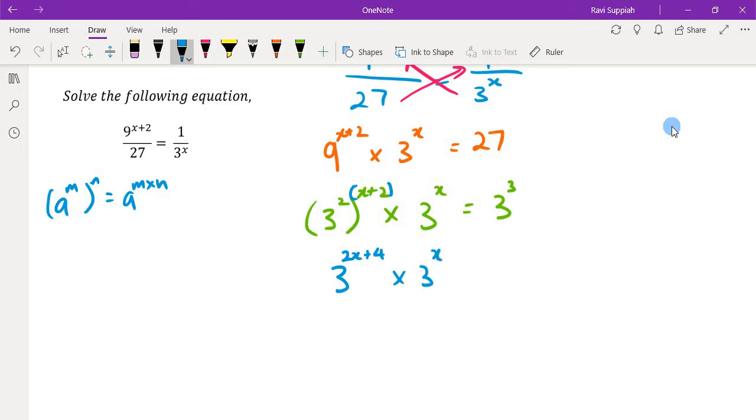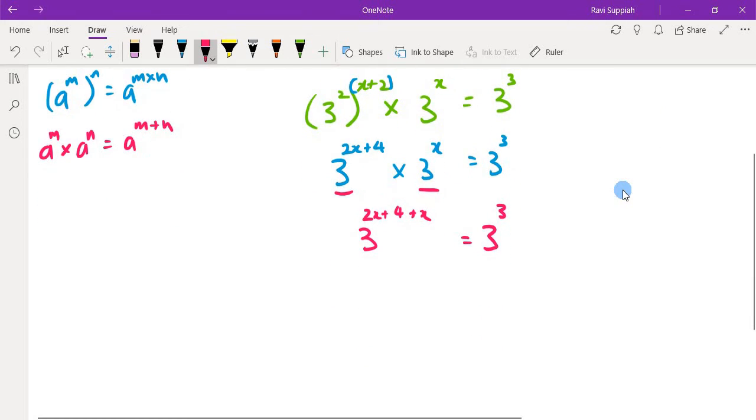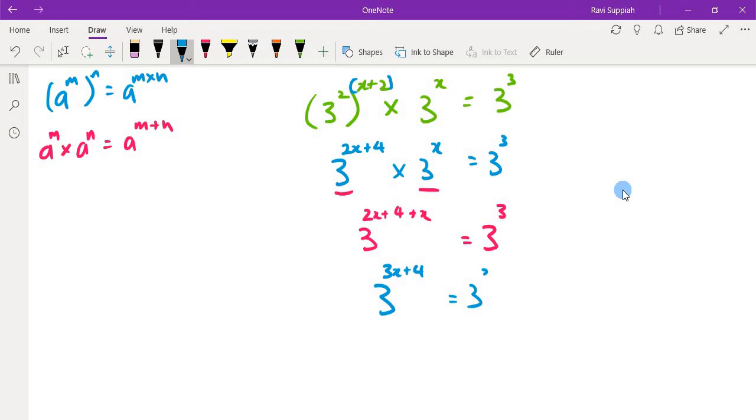Multiply by 3 to the power of x is equal to 3 cubed. Now over here, for this next line, we can see that both of them have the same base, so we come back to the rule that says a to the m multiplied by a to the n is equal to a to the m plus n. So both the bases are the same, so I'm going to combine the powers. 3 to the power of 2x plus 4 plus x is equal to 3 to the power of 3. Now I can just simplify this one more time. 2x plus x will be 3x plus 4, equal to 3 to the power of 3.